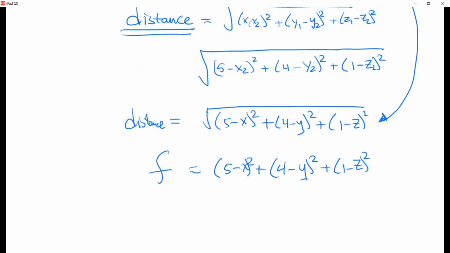Anyway, if we find the minimum value of this thing and then just do the square root, we'll have the minimum value of this. And this is going to be easier than this, hopefully. Does everyone agree with this, that this is okay?